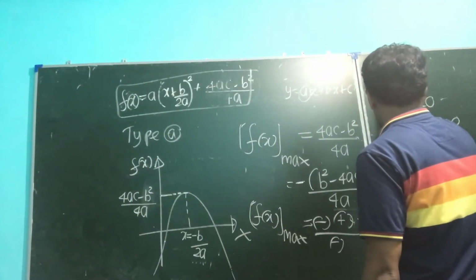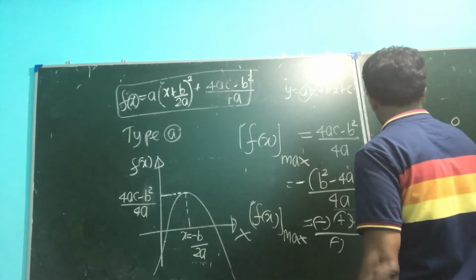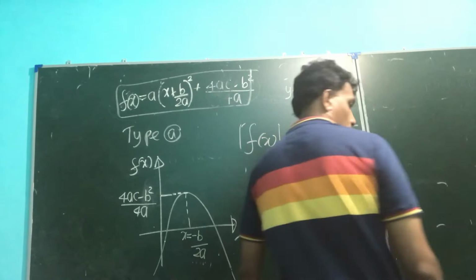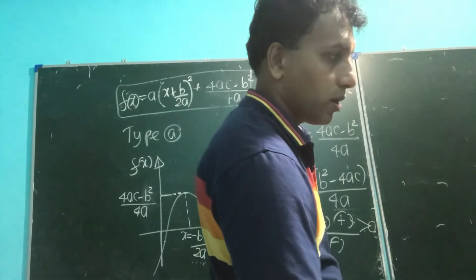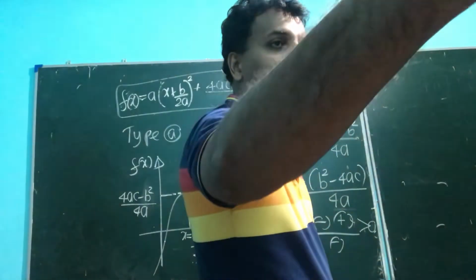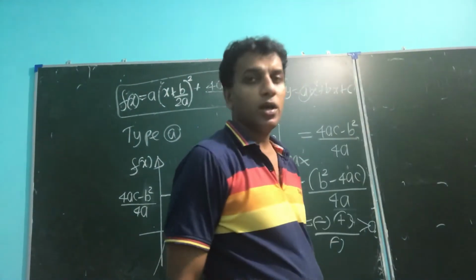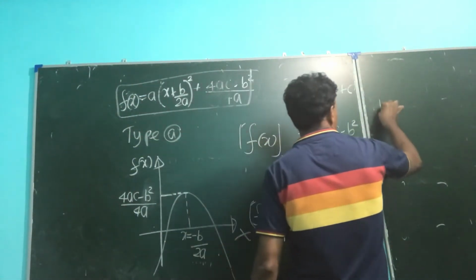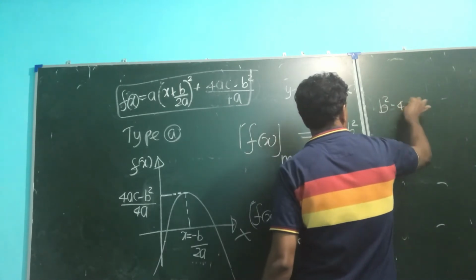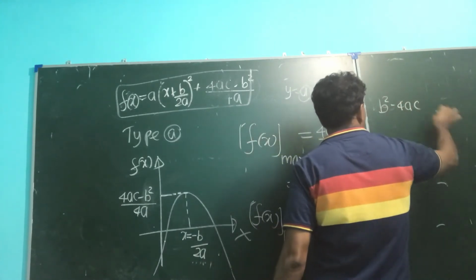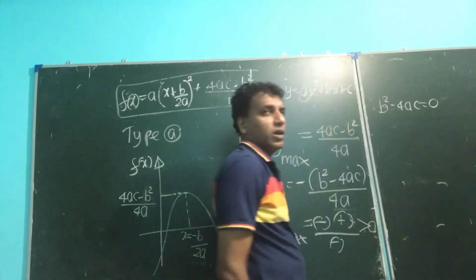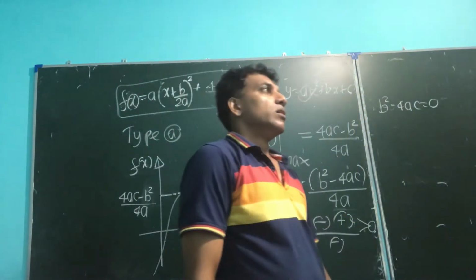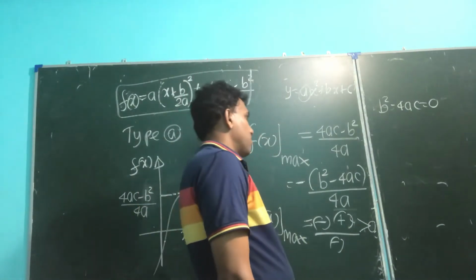Write: if A less than 0 and B square minus 4AC, delta, equal to 0. A negative, delta 0. Then you know what happens, right? Okay, find the maximum.